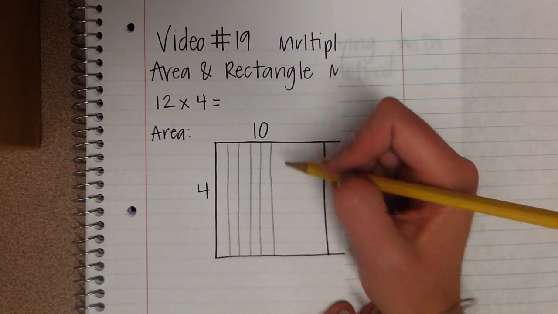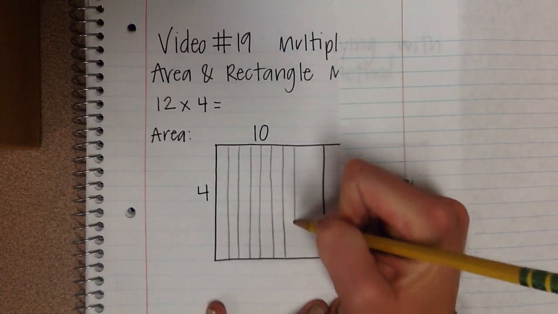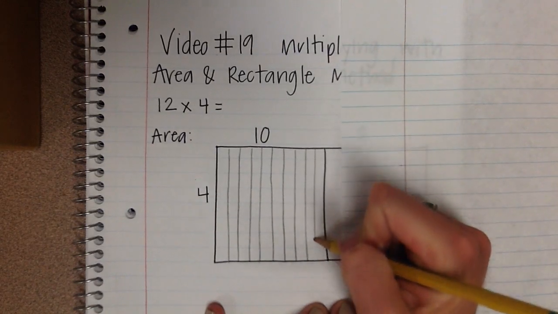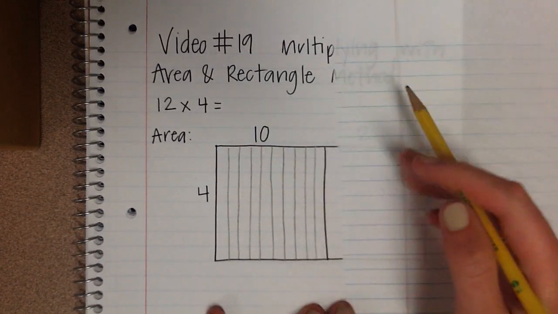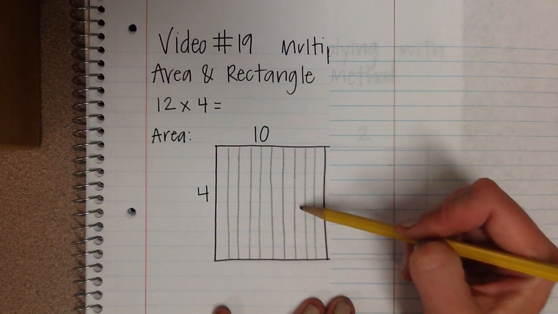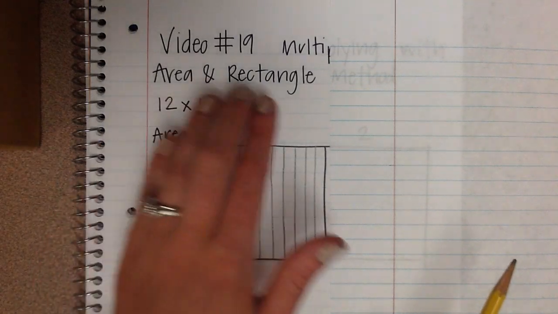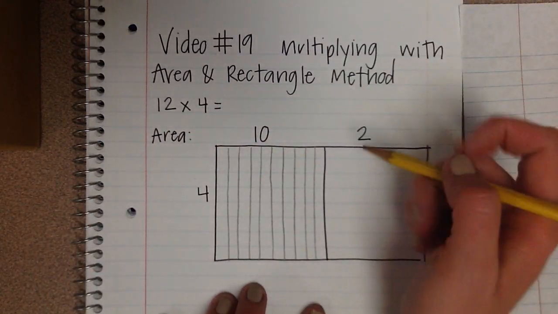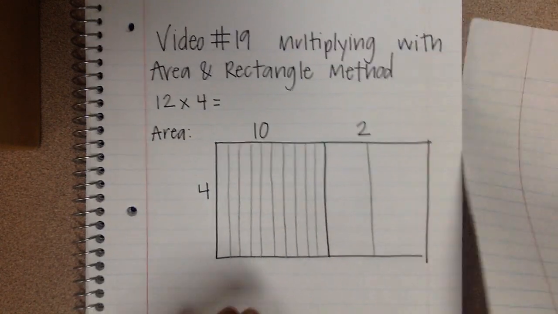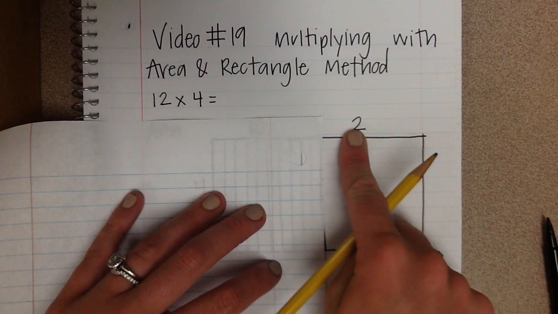Now I'm going to do the same thing over here. 1, 2, 3, 4. Now I have 1, 2, 3, 4, 5, 6, 7, 8, 9, 10. I have 10 spaces. And I'm doing 10 down here. I'm going to break it into 2. So I've broken that section right there into 2.